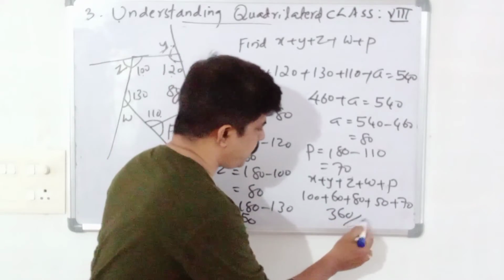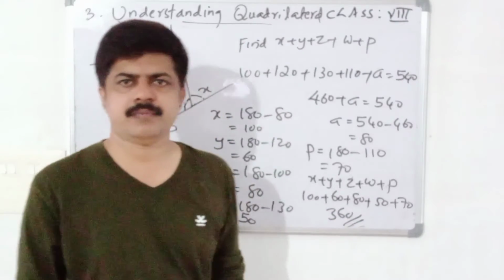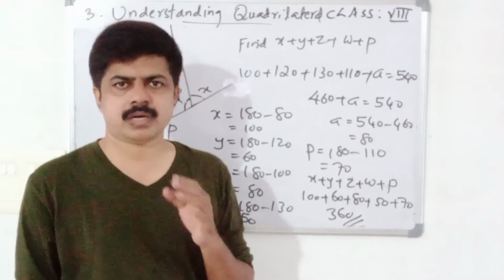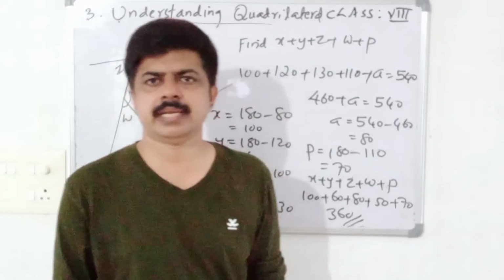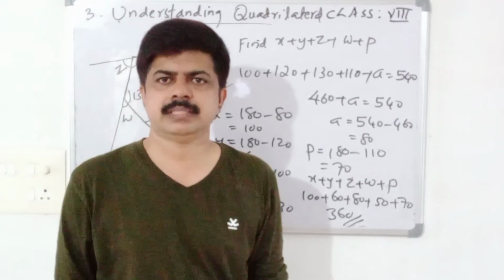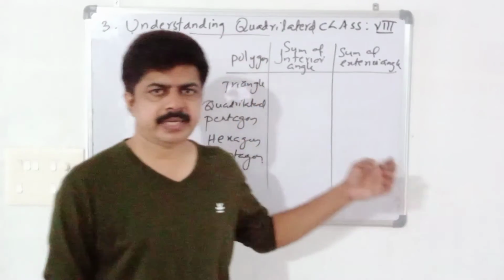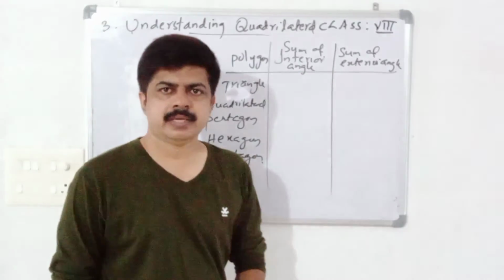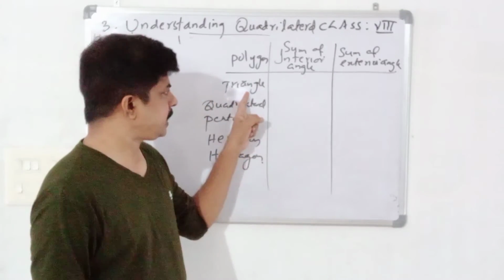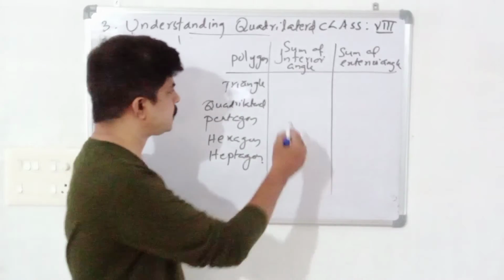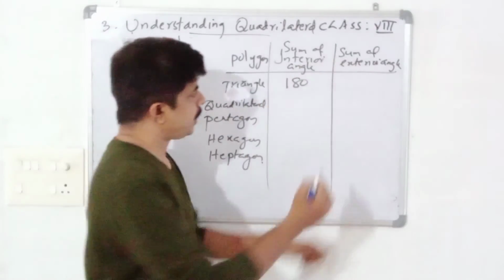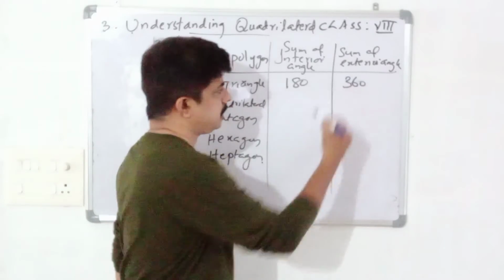We know that the sum of the exterior angles of any polygon, whether it is a quadrilateral, pentagon, hexagon, heptagon or nonagon, is always 360. We have already discussed some of the interior angles and exterior angles of different types of polygons. We have a triangle. The sum of the interior angles of a triangle is always 180. The sum of the exterior angles of a triangle is 360.